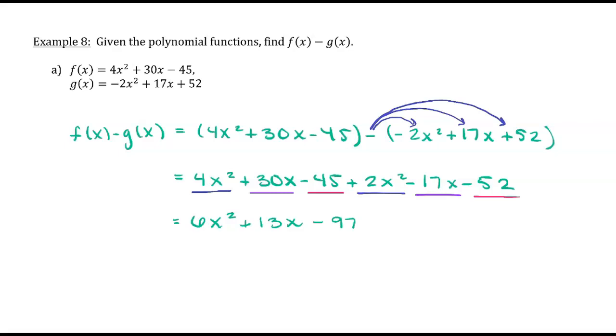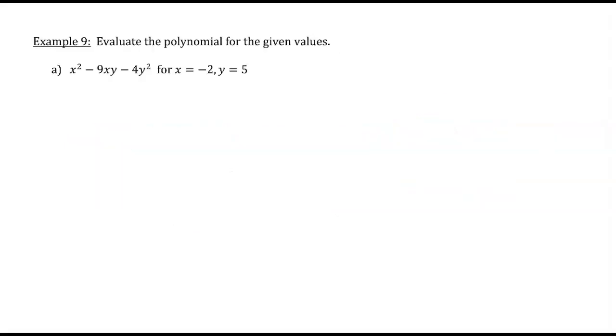So f of x minus g of x, the difference of two polynomial functions, is another polynomial function. Let's now evaluate this polynomial for the given values x and y. Notice that this polynomial has more than one variable. Our polynomial expressions up to this point have only had one variable. We need to place a -2 in each location where we find an x in the polynomial, and a positive 5 in each location where we find a y.